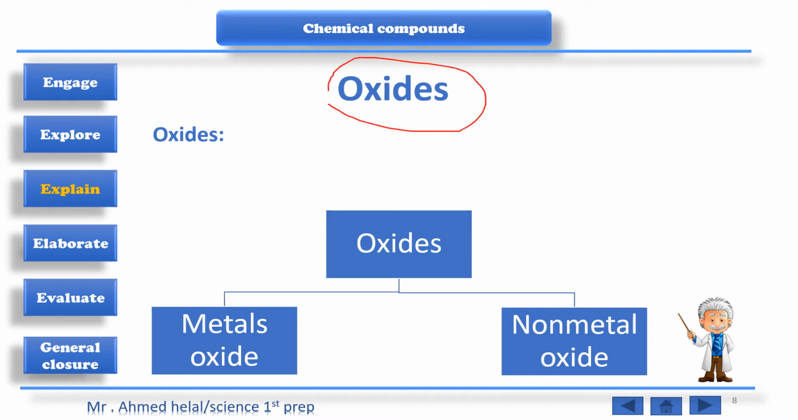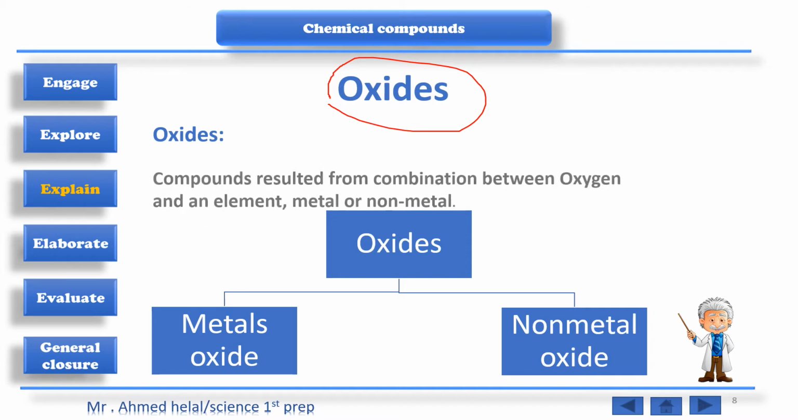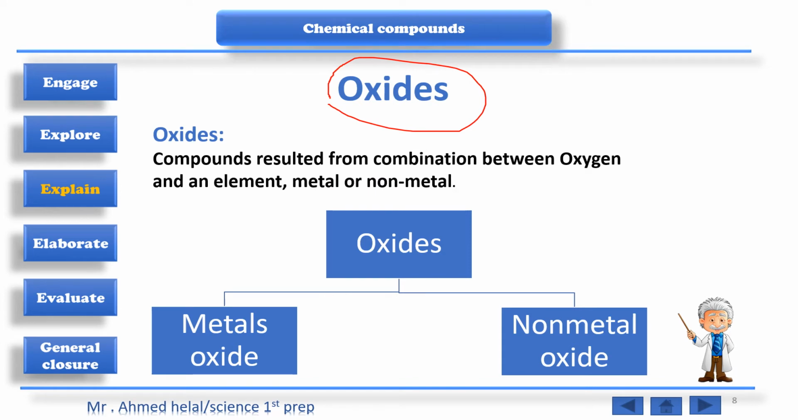And now we'll talk about the third type of compounds, oxides. We have two types of oxides: metal oxides and non-metal oxides. We know the difference between metals and non-metals. Generally, oxides are compounds resulting from combination between oxygen and an element, metal or non-metal. So generally oxides are combination between the element with oxygen.